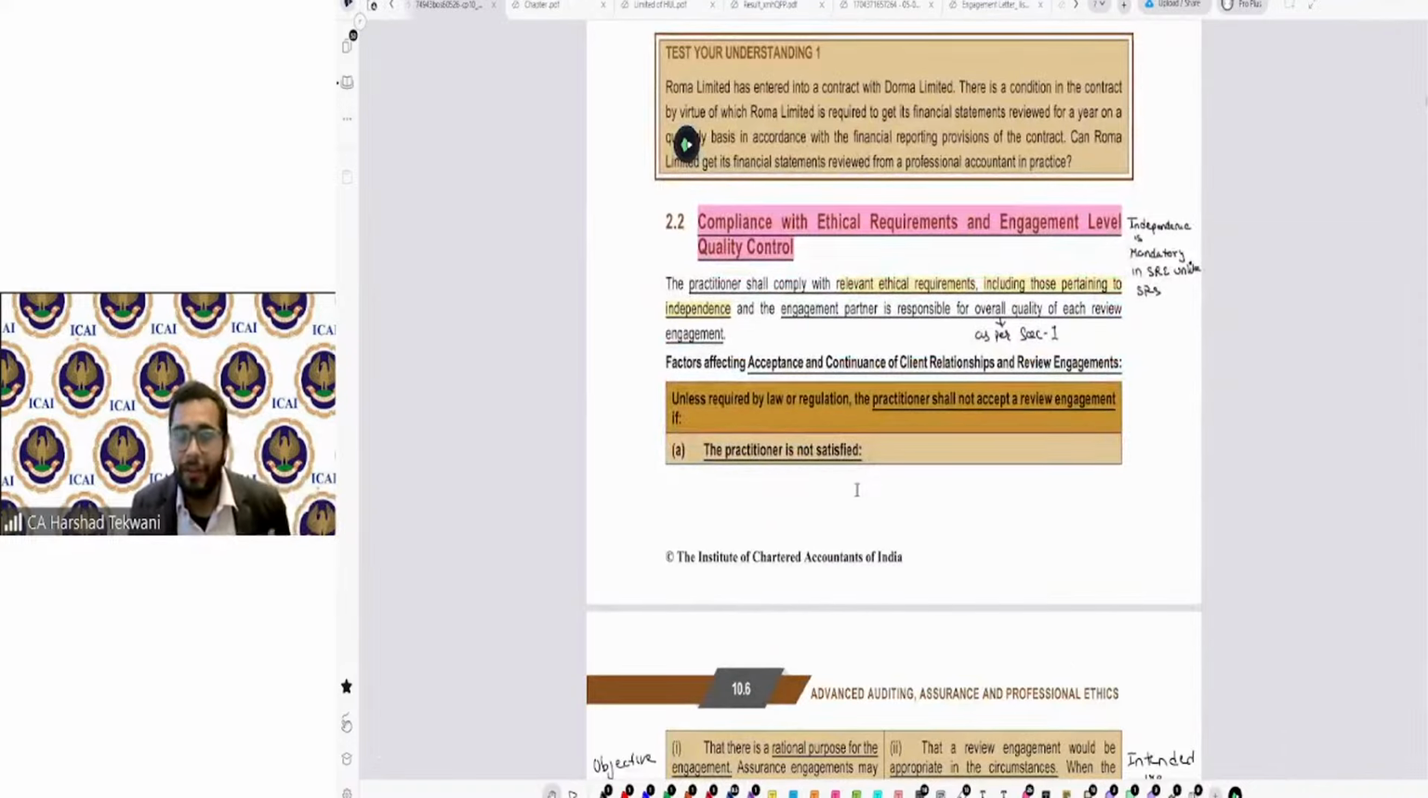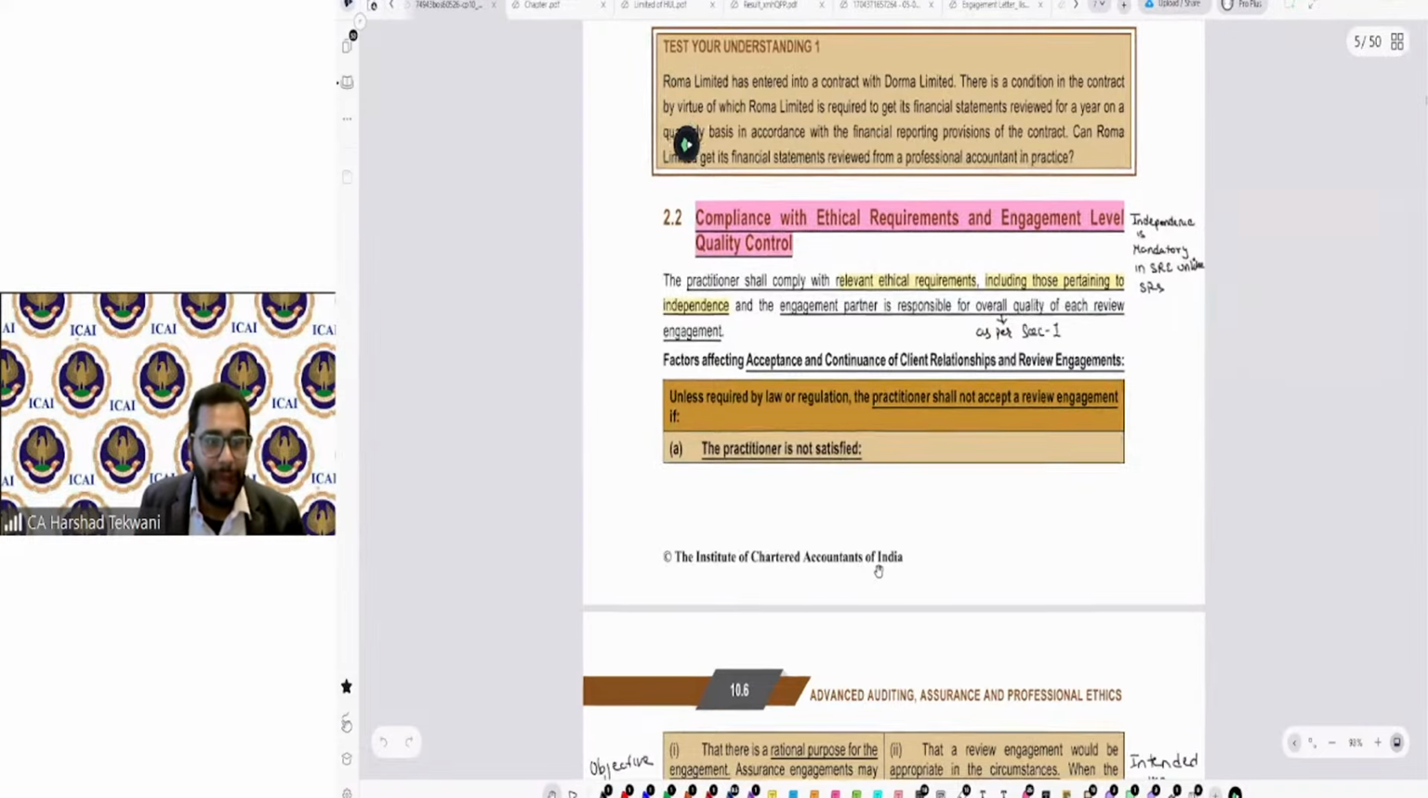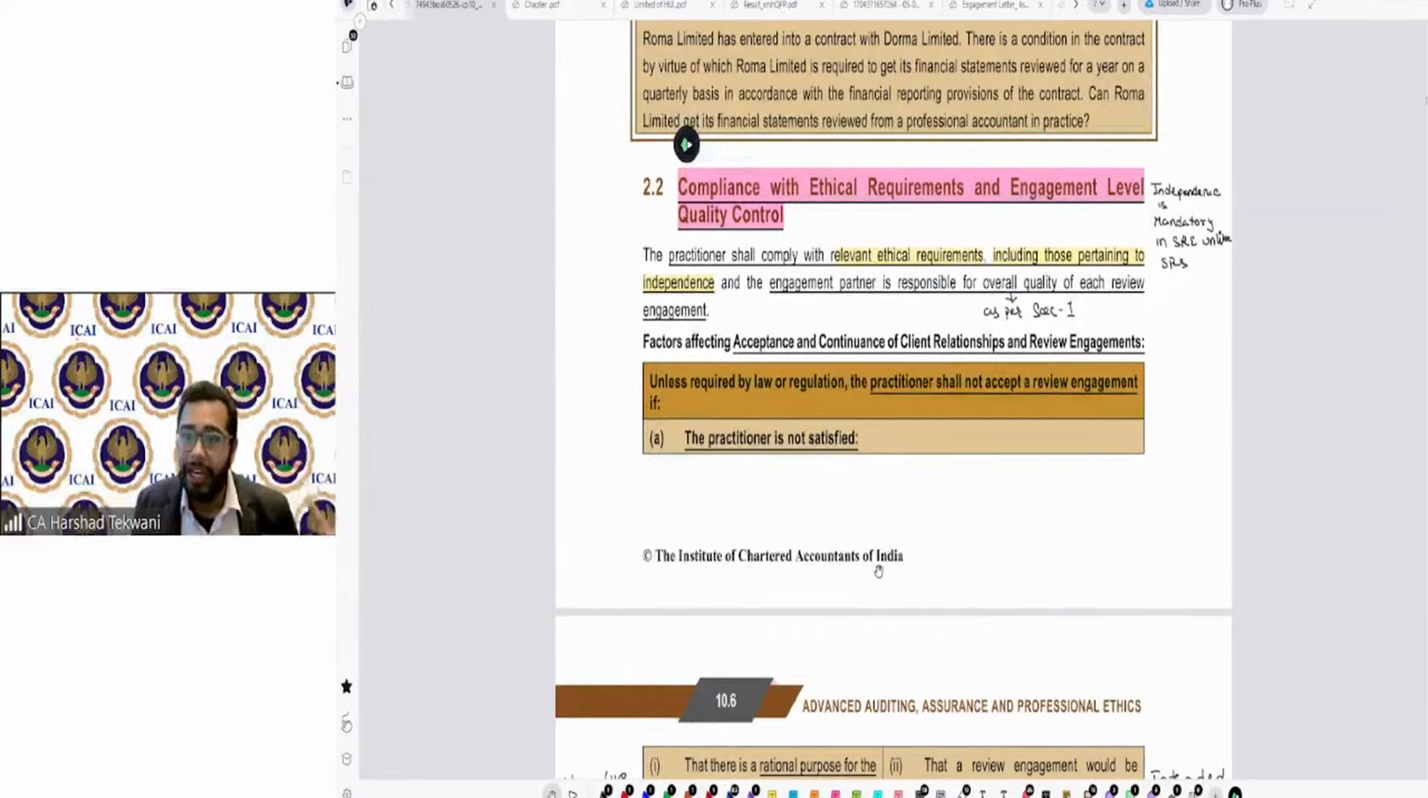Then we went and understood the detailed requirements one by one of SRE 2400. That is, with respect to SQC1, what is the quality control requirement embedded already into the SRE? SQC1 is applicable to all engagements, but there are already some requirements which are embedded into SRE. So we understood those requirements.